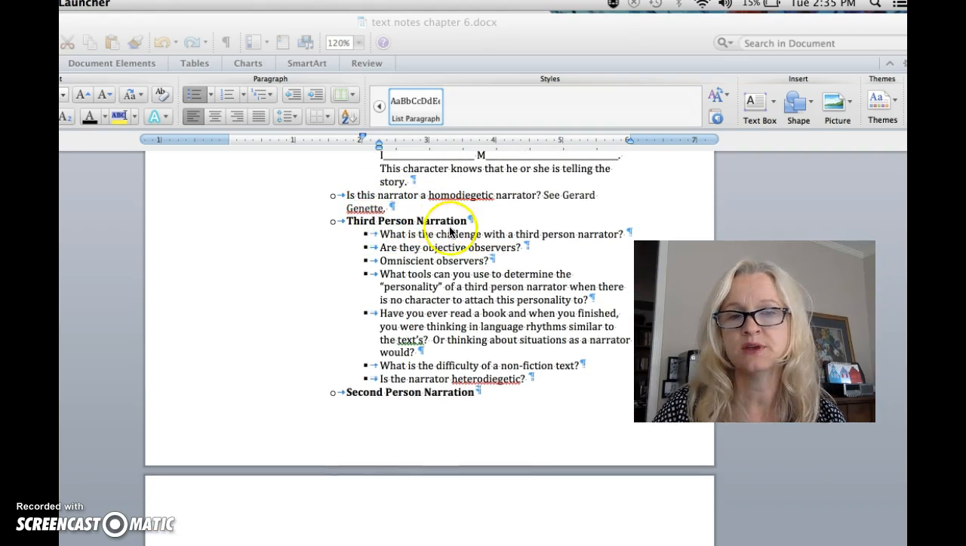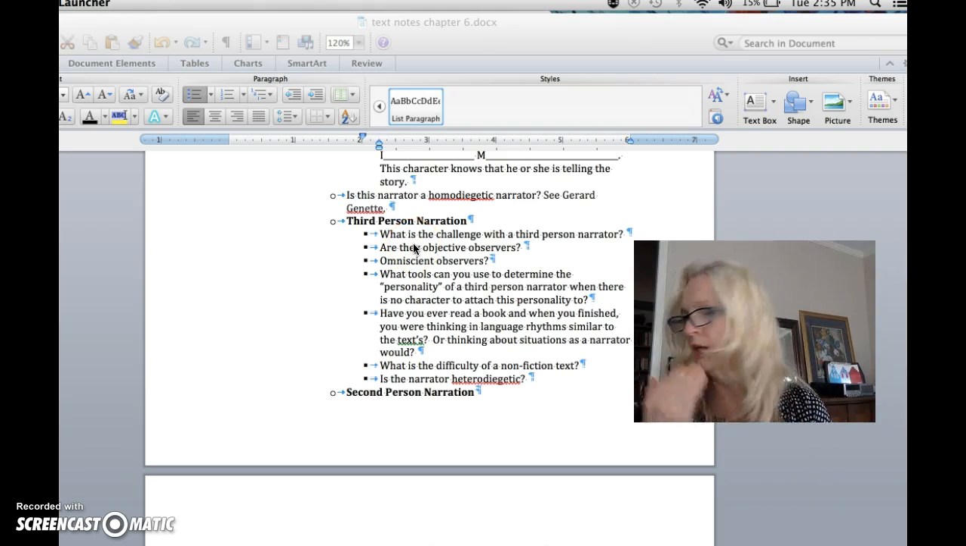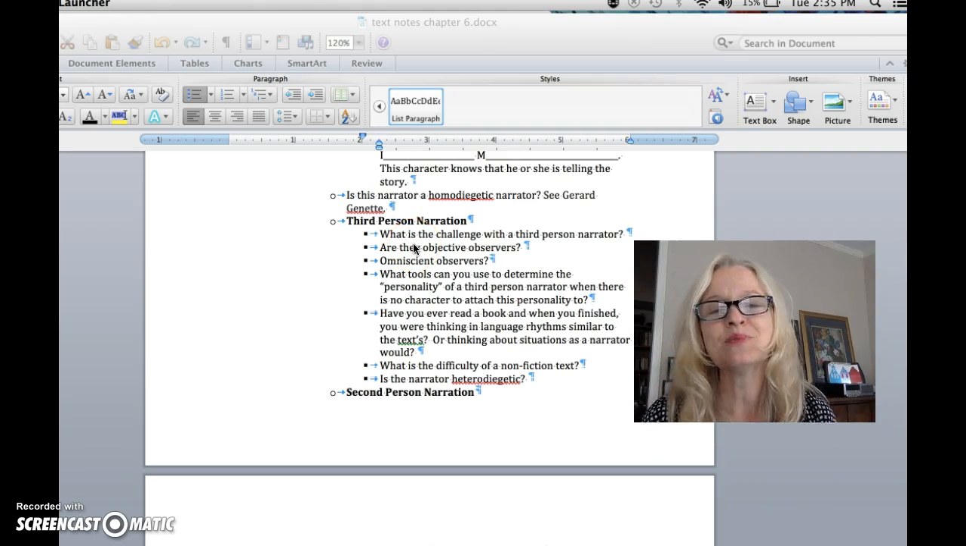You have third-person narration. Excuse me. Third person narration comes with some challenges, particularly that it's not embodied. There's not a character for us to associate that narrator with. So, what you as a performer have to do is decide what the personality of this narrator is. In fact, I suggest that you treat your third person narrator as if it were another character. Okay? Look at the word choices.